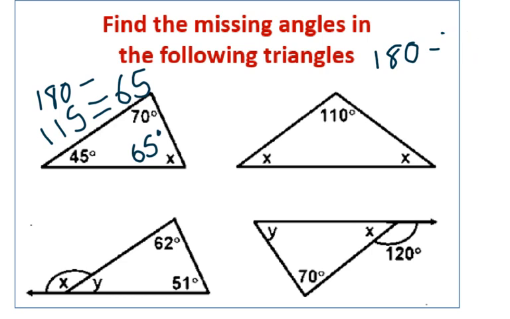Take away 110, which leaves me with 70. But the 70 is for both of these combined. And because they're both equal, what I need to do is divide my 70 by 2 to find out how much each is worth. Half of 70 is 35. So each of these angles is 35 degrees.